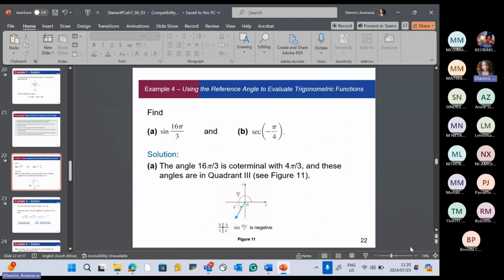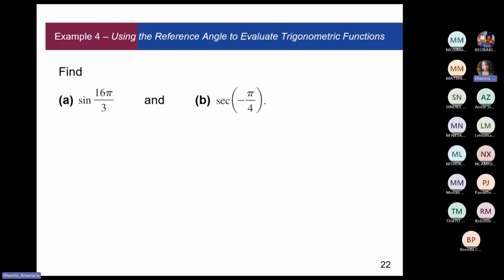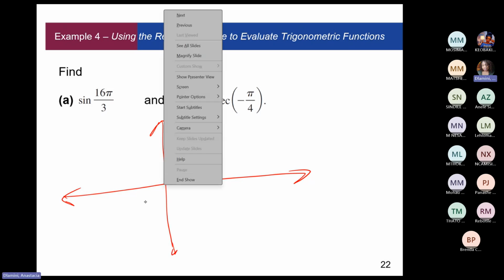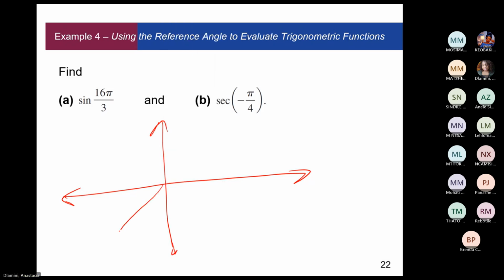And then I want to go back. So it means for this one, because we are in the third quadrant, let's go and draw. So we are here in the third quadrant. So this is 4 pi over 3. Are we all together? Yes, ma'am.